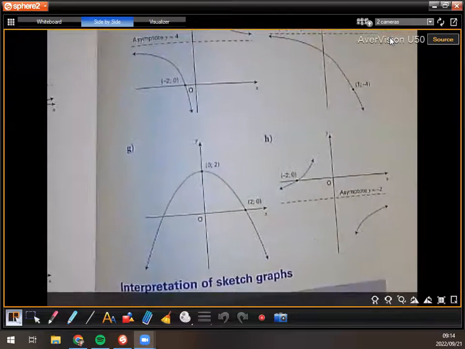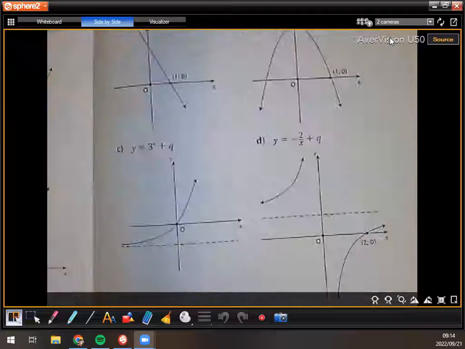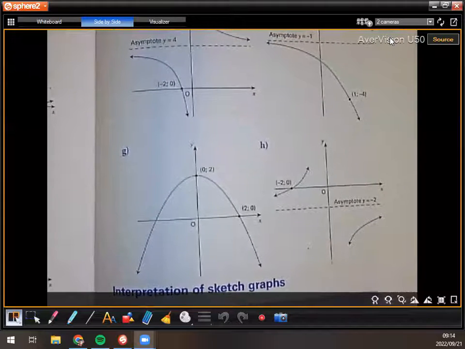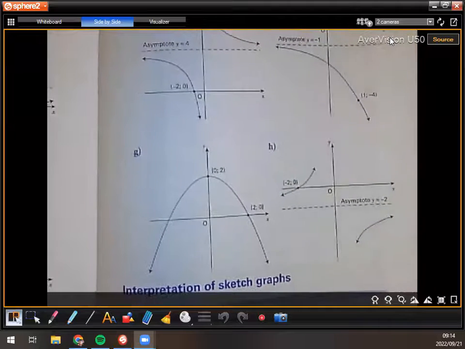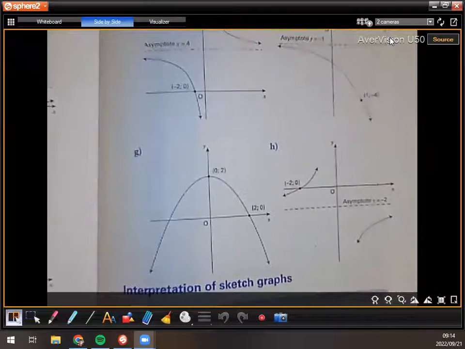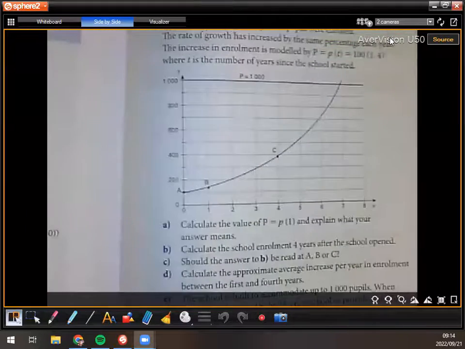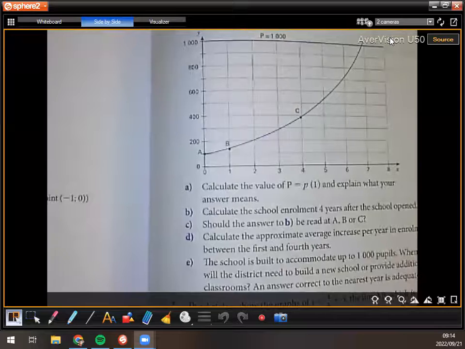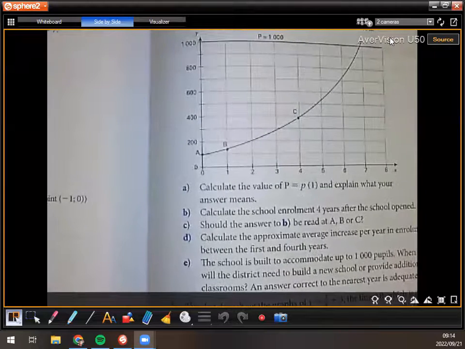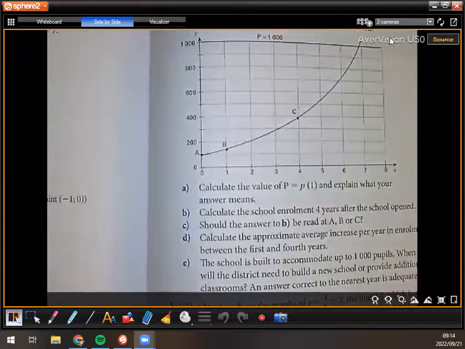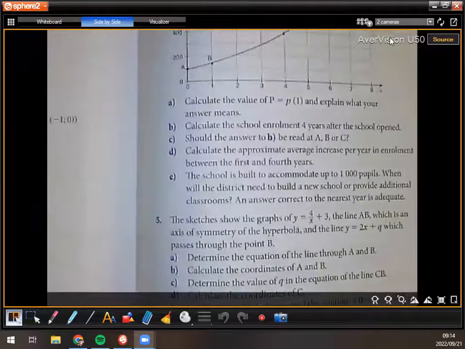I would like you to do 3C and then 4C as well. Okay, so that's what goes there. And then lastly, exercise 8.5, which is on page 178. I would like you to do number 5.